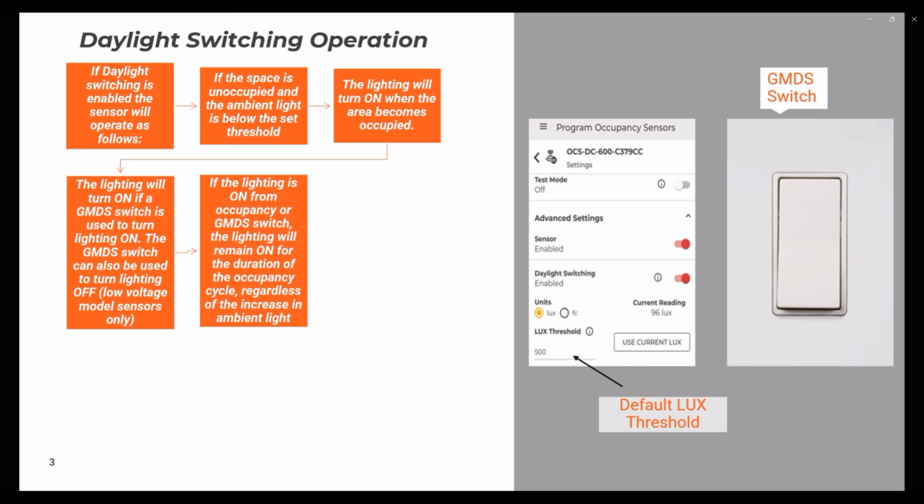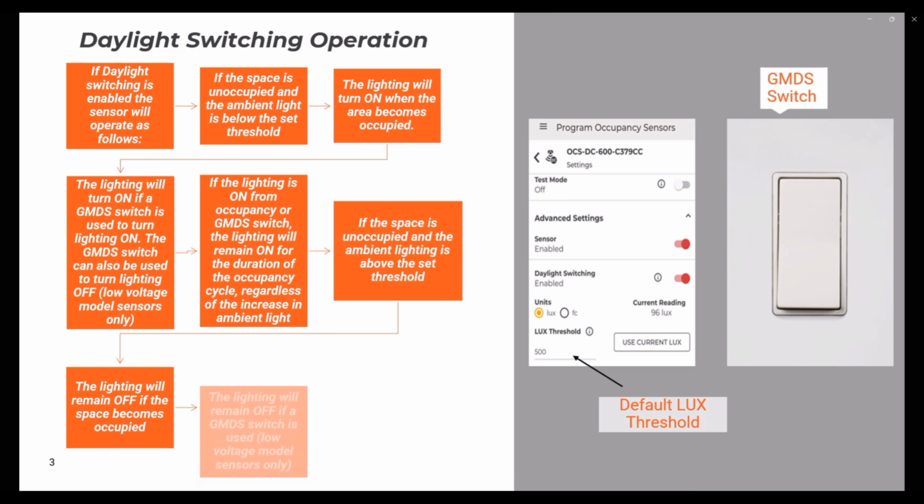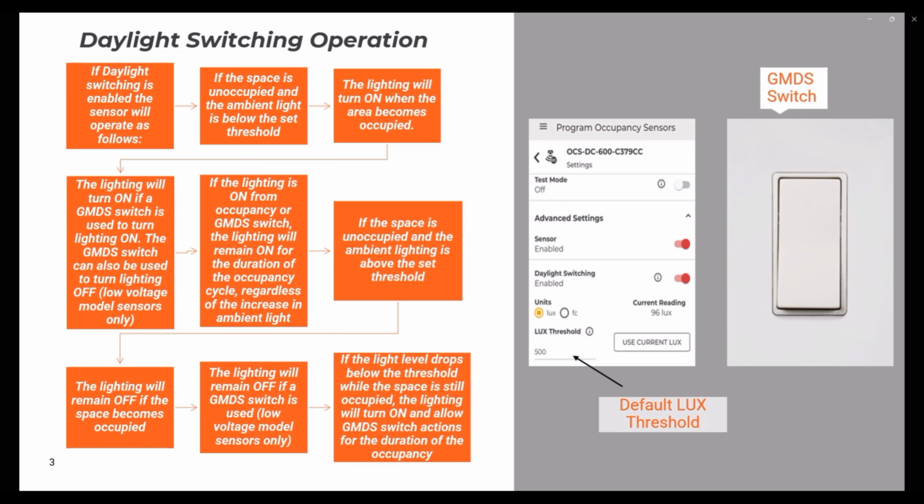If the lighting is on from occupancy or GMDS switch, the lighting will remain on for the duration of the occupancy cycle, regardless of the increase in ambient light. If the space is unoccupied and the ambient lighting is above the set threshold, the lighting will remain off if the space becomes occupied. The lighting will remain off if a GMDS switch is used with low voltage model sensors. And if the light level drops below the threshold while the space is still occupied, the lighting will turn on and allow GMDS switch actions for the duration of the occupancy cycle.